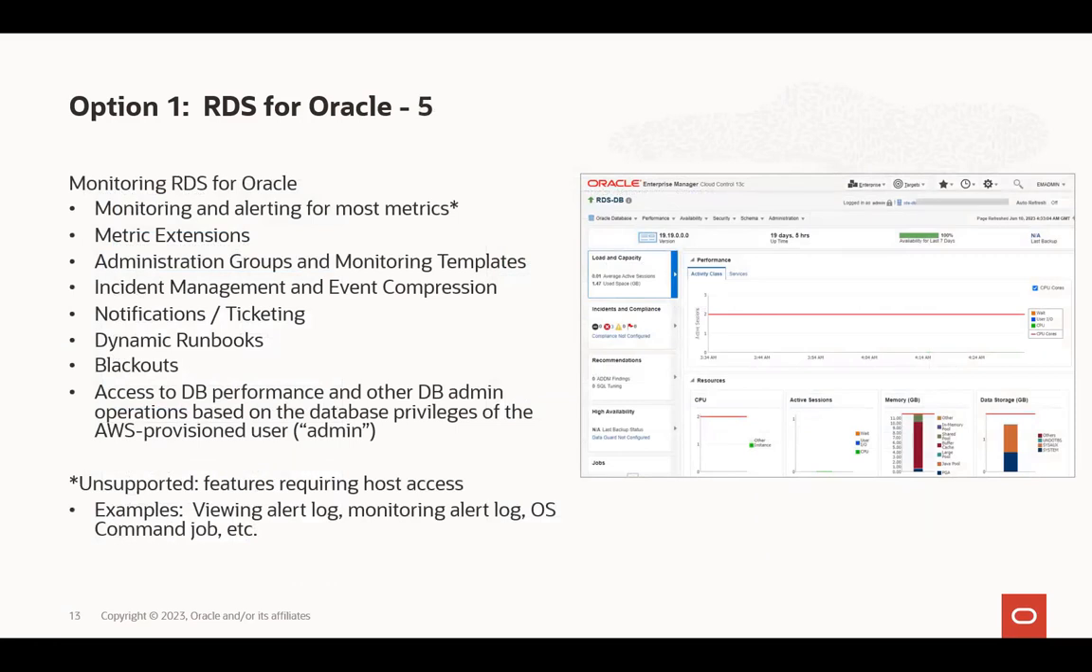After discovery, you'll find that you can use most monitoring features on this database. You'll be able to monitor and generate alerts using most metrics, except those that require host access, such as the alert log metrics. You'll be able to use the familiar EM features such as metric extensions, administration groups and monitoring templates, incident management and event compression, notifications including ticketing, dynamic runbooks, and blackouts. You can also access database performance features such as Performance Hub, ASH Analytics, and use other database admin operations based on the privilege of the AWS provisioned user called admin.